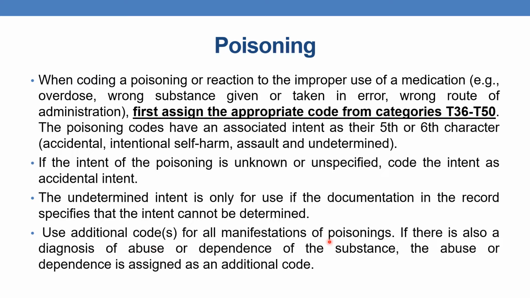And use additional codes for all manifestations of poisoning. If there is also a diagnosis of abuse or dependence of the substance, then the abuse and dependence code should also be assigned. So first the poisoning code should be given, then associated manifestations, and if there is any abuse or dependence, then those codes should also be given. Here the PDX should be the poisoning code.